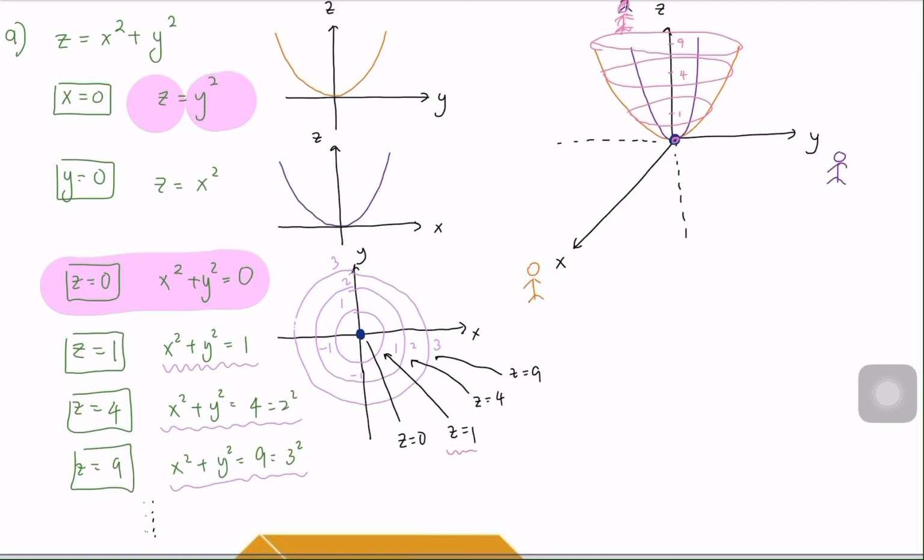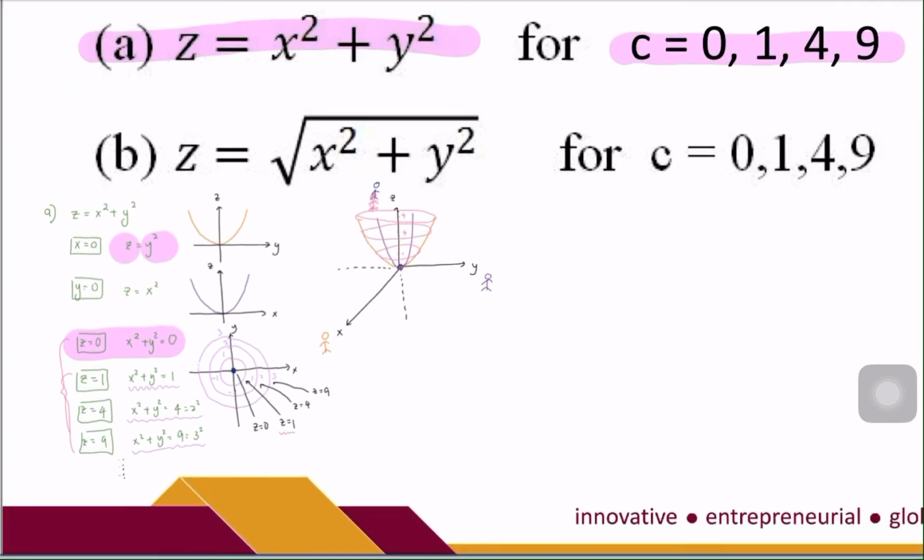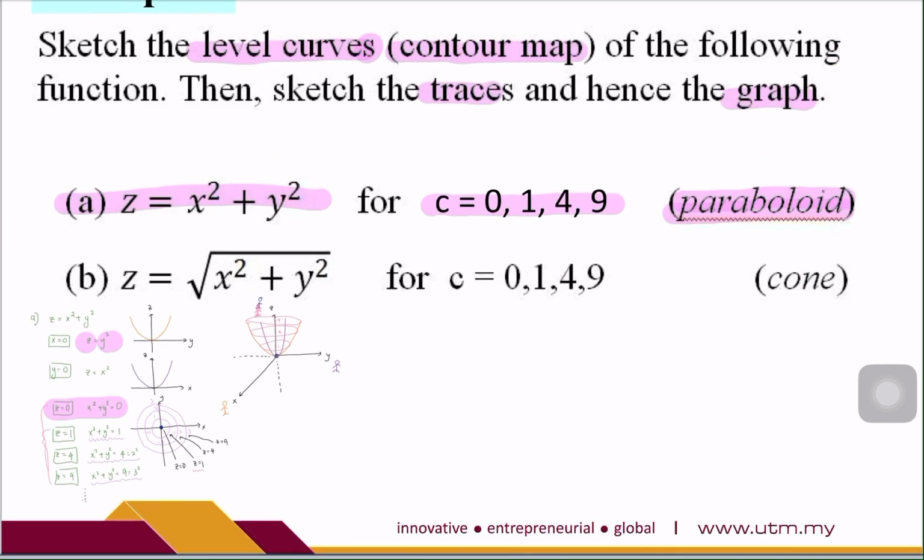The paraboloid. Of course for this case we need a level curve, or we can say that all of these level curves make a contour map. These are the level curves, and the set of the level curves is the contour map. Alright, now let's look at the next example.